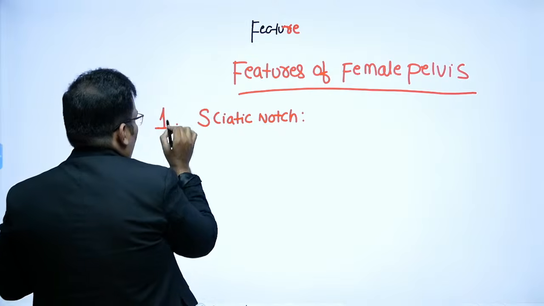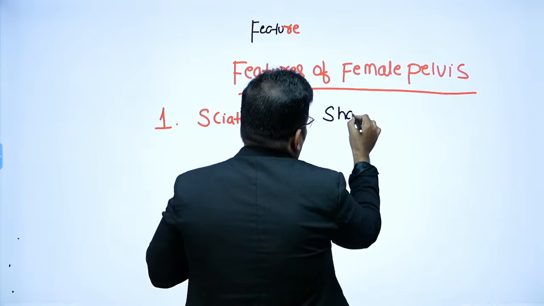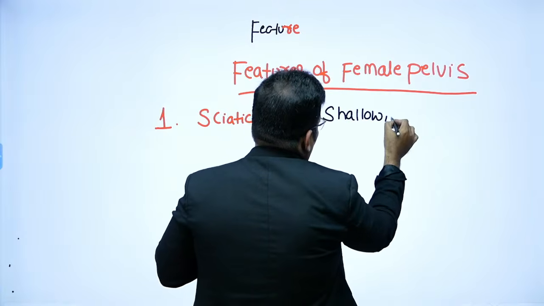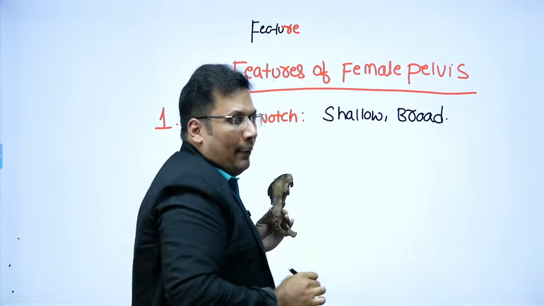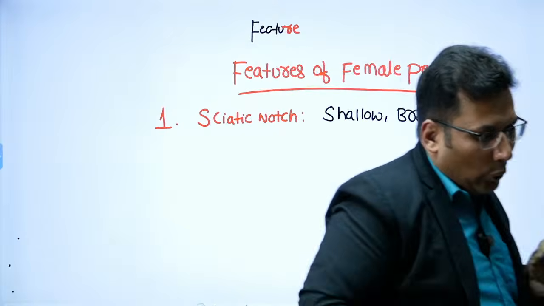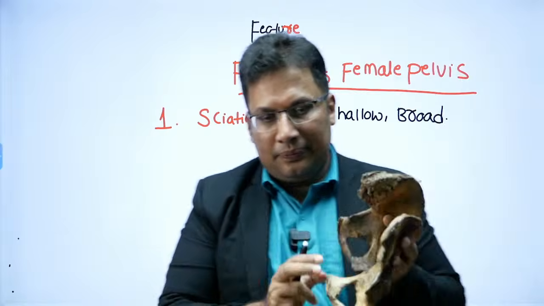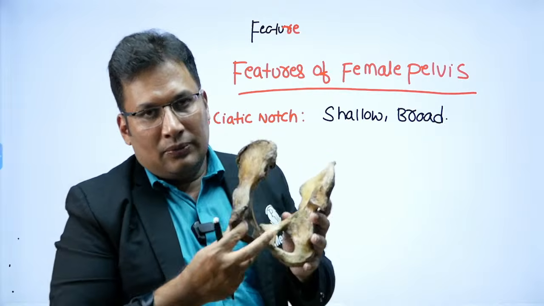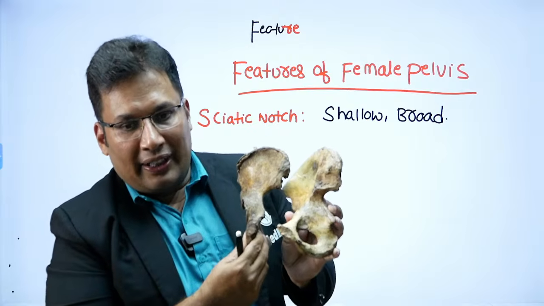Sciatic notch. The sciatic notch is shallow and broad. This is very, very important in forensic medicine. So let me do a comparison with the male hip bone. I think now you can make out the sciatic notch, the greater sciatic notch.